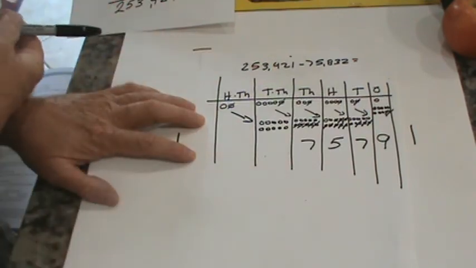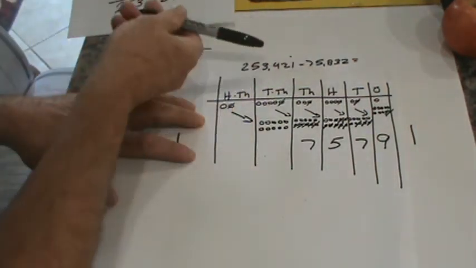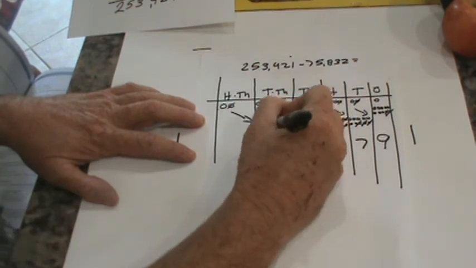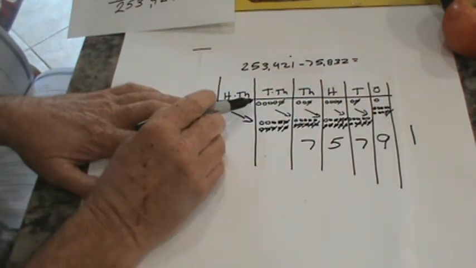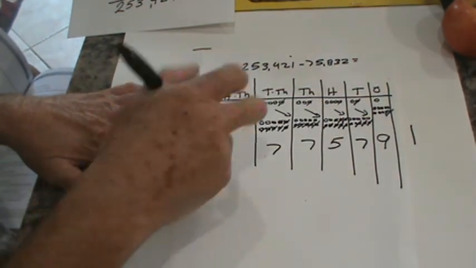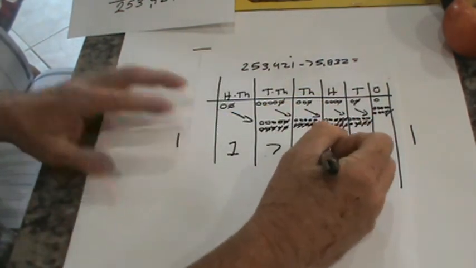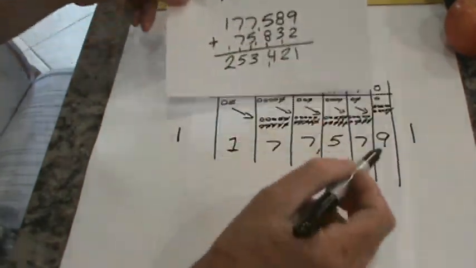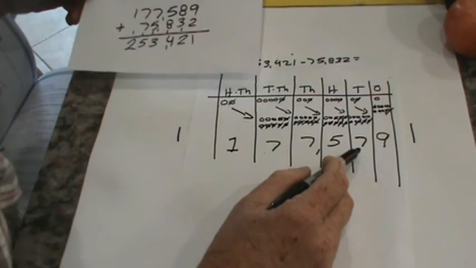And we're going to subtract how many? We're subtracting 7 ten thousands. 1, 2, 3, 4, 5, 6, 7. How many are left? 1, 2, 3, 4, 5, 6, 7. And then no 100,000s to subtract. And look, our answer is the same. 177,589. So it's not the same.